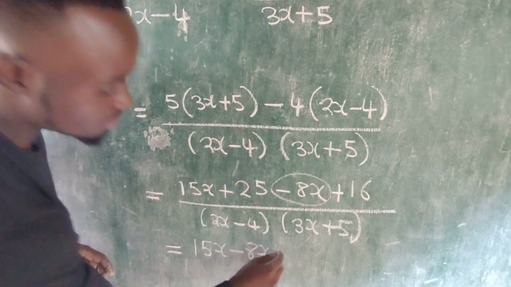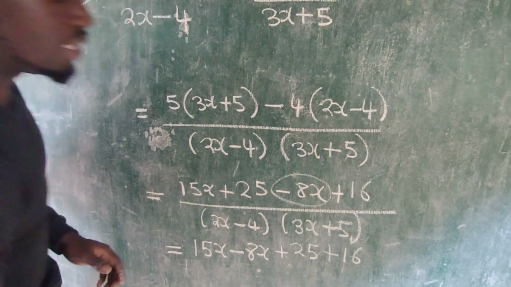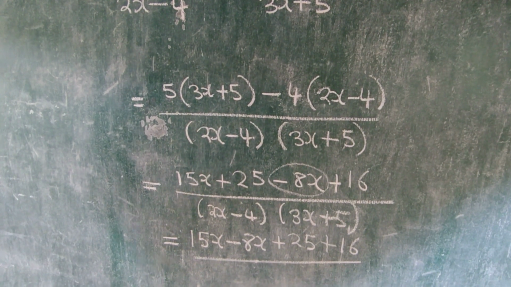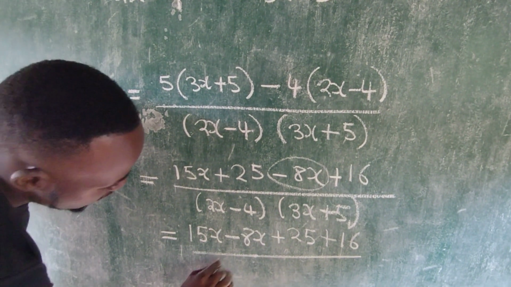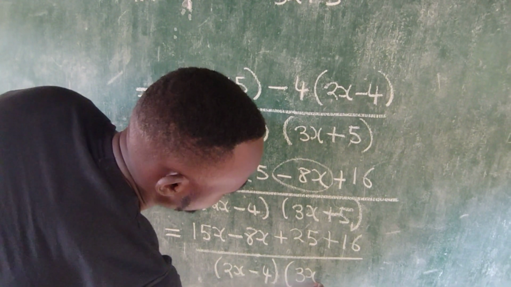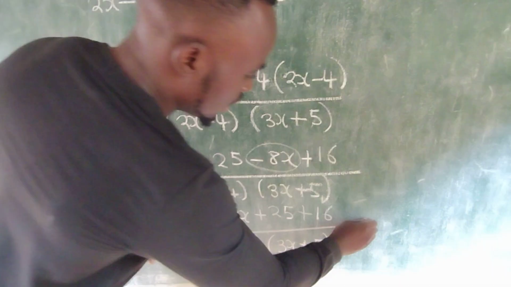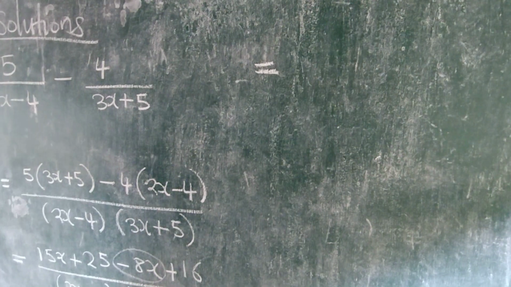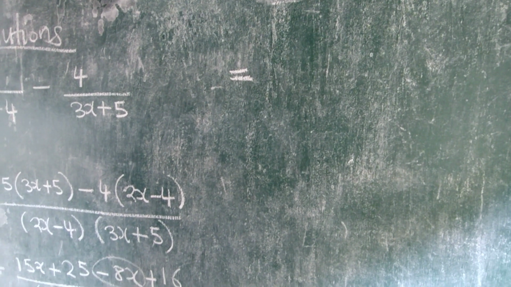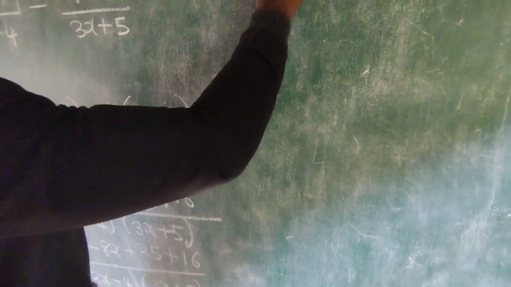So we come now to plus 25 plus 16, okay, over we write our denominators there, which are 2x minus 4, again 3x plus 5. Okay, so here I'll proceed that side. Okay, so we proceed from here. Remember, we had 15x minus 8x. Okay, we had 15x minus 8x, which is going to give us what? 7x.